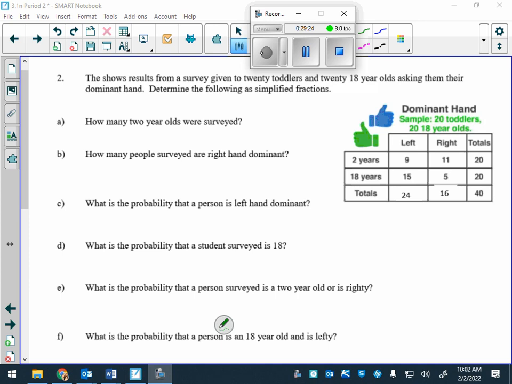Then, what is the probability that a person is an 18-year-old and is a lefty? Good, 3/8. You're looking for the intersection. 18 and lefty. So "and" is looking at where they both have in common. Then the last one, what is the probability that given the person is an 18-year-old, which is out of 20, how many of them are lefty? 15 out of 20, and then you reduce.